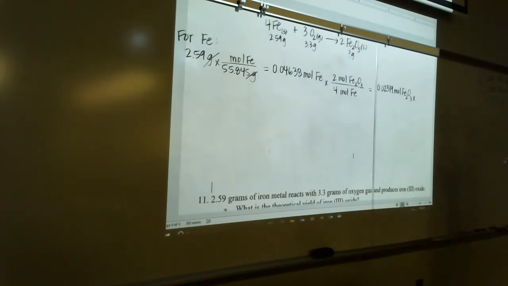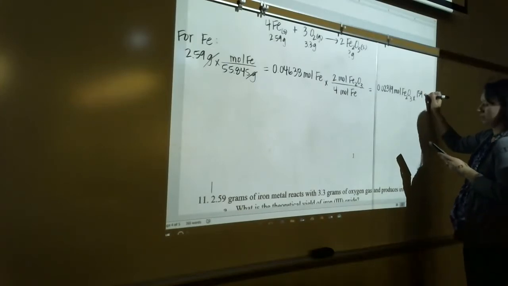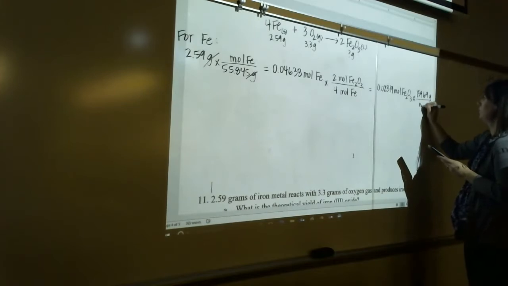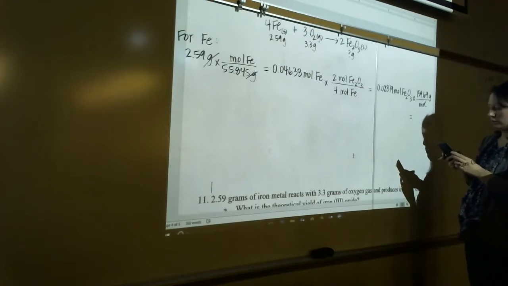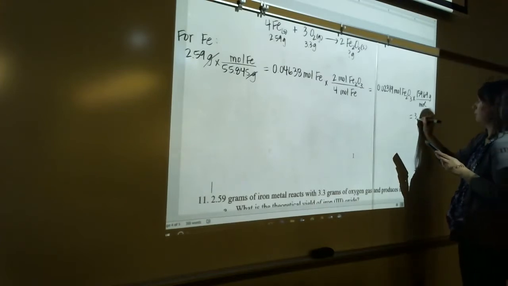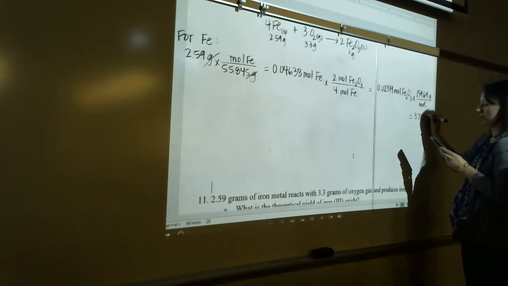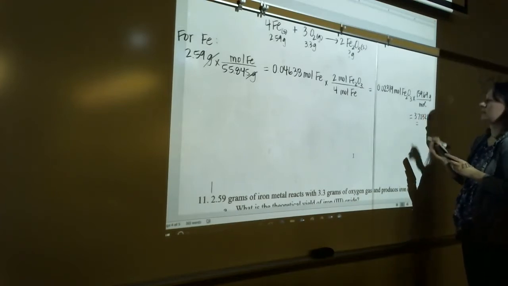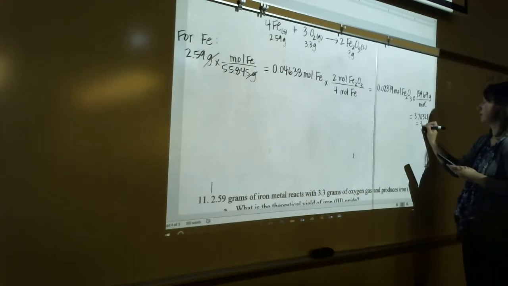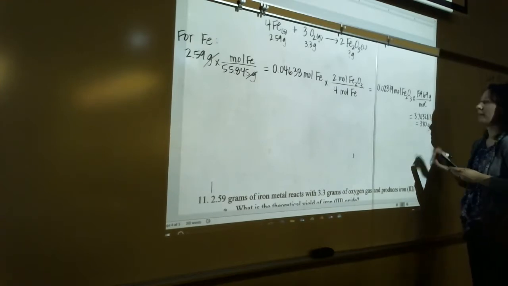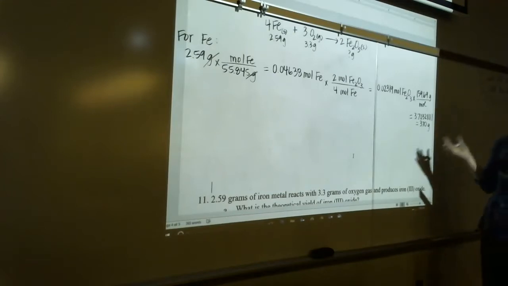What's my last step? Convert back to grams. So 55.845 times 2 plus the oxygens, I get 159.69 grams per mole. So times 0.02319, 3.7032111. So what does that round to in terms of sig figs? 3.70. Am I done? Nope, I'm only halfway there, right?